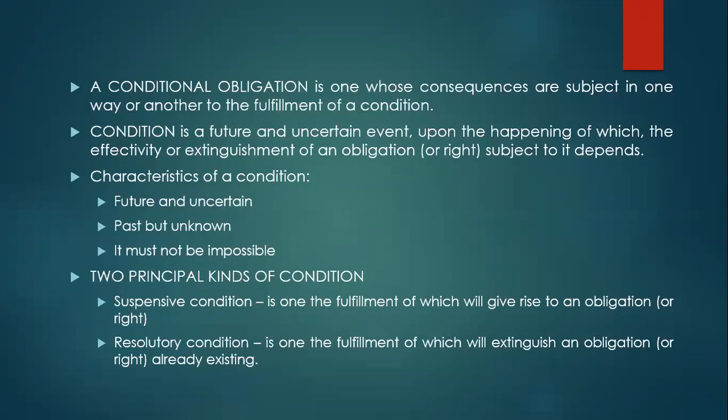And lastly, a condition must not be impossible. We will learn later why a condition should not be impossible. But first, let us discuss the two principal kinds of condition. One, suspensive condition. Suspensive condition is one, the fulfillment of which will give rise to an obligation or right. The second one is resolutory condition. Resolutory condition is one, the fulfillment of which will extinguish an obligation or right already existing.